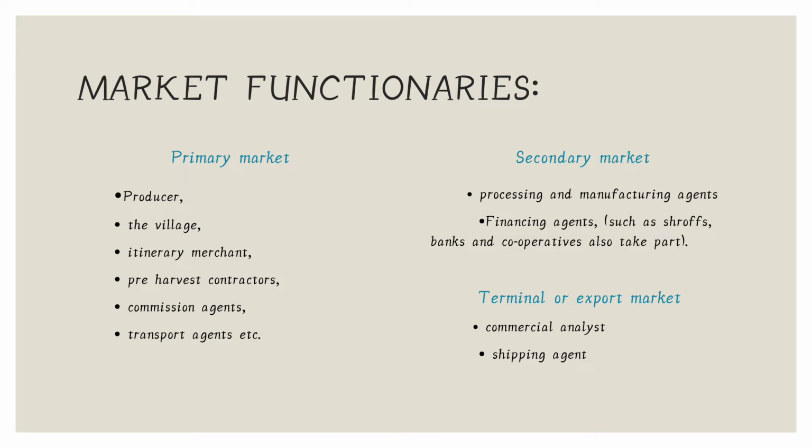Next come the marketing functionaries. There are three markets: primary market, secondary market, and terminal or export market. The primary market consists of producers, the village, itinerant merchants, pre-harvest contractors, commission agents and transport agents. The secondary market is processing and manufacturing agents and financing agents. The terminal or export market is the commercial analyst and shipping agents.